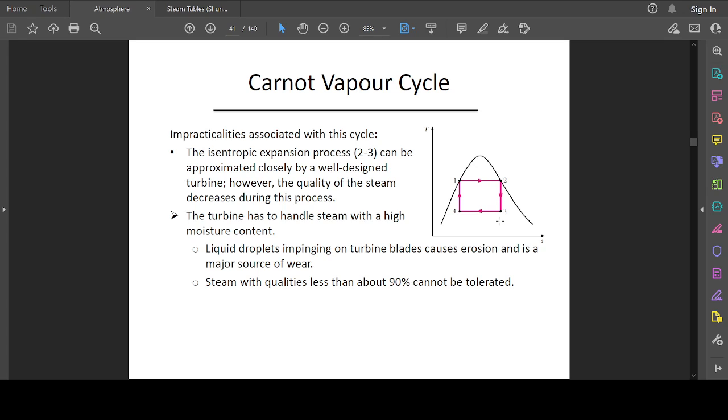Now the impracticalities associated with the cycle at stages 2 to 3. I think I've mentioned some of this already, but the isentropic expansion process between 2 and 3 can be approximated closely by a well-designed turbine. However, the quality of the steam decreases during this process. So the turbine has to handle steam with a high moisture content. The liquid droplets impinging on the turbine blades cause erosion and are a major source of wear. Steam with qualities less than 90% cannot be tolerated in the turbine.